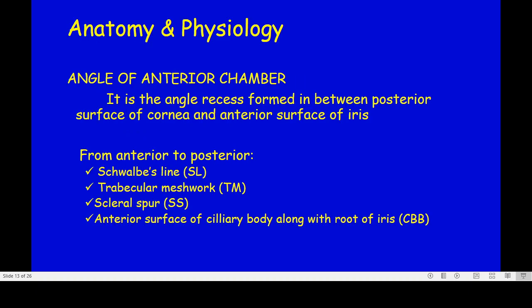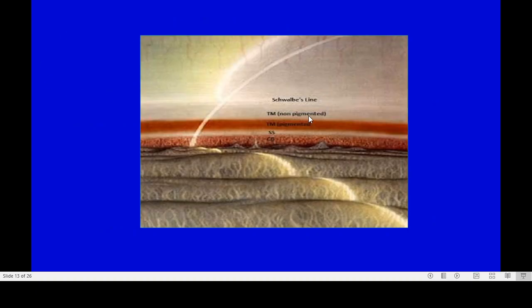Now, to understand a disease process better, we need to know the anatomy and physiology of the involved system. For glaucoma, it is the angle of the anterior chamber. It is basically a recess formed between the posterior surface of the cornea and the anterior surface of the iris. You can see over here an actual picture of the anterior chamber angle. This is the posterior surface of the cornea, and over here is the iris. This angle recess between the posterior surface of the cornea and the iris consists of certain structures.